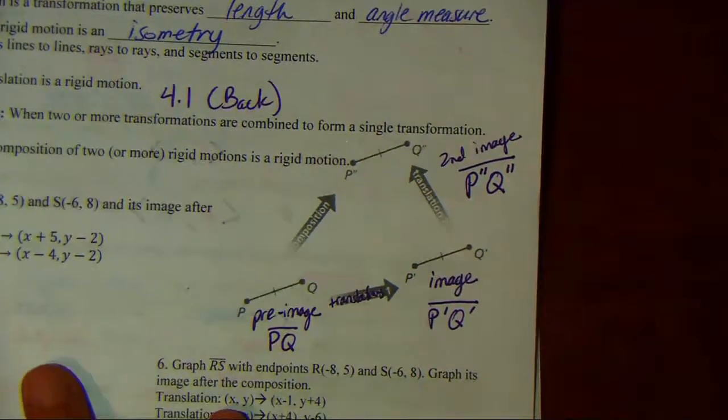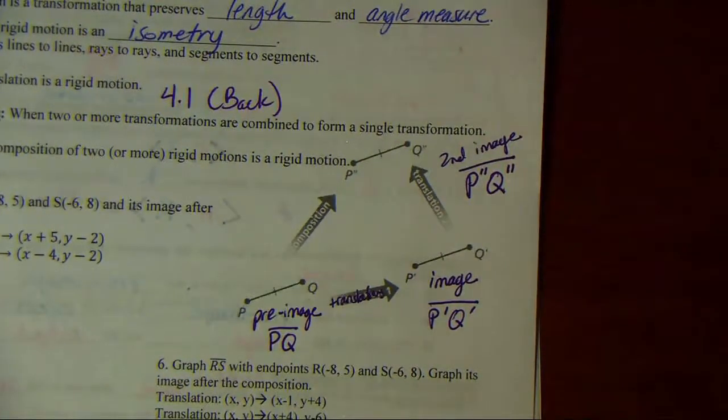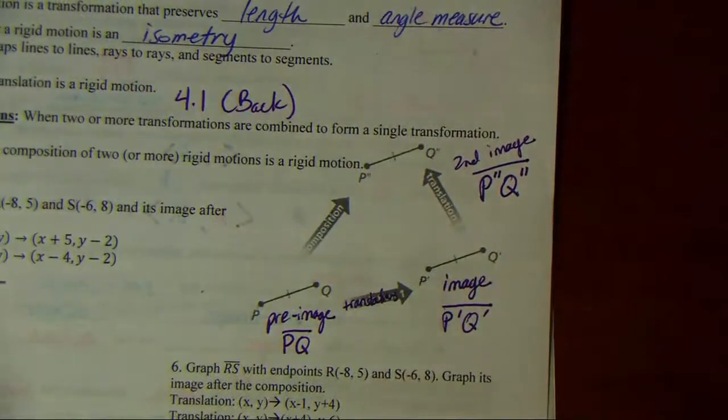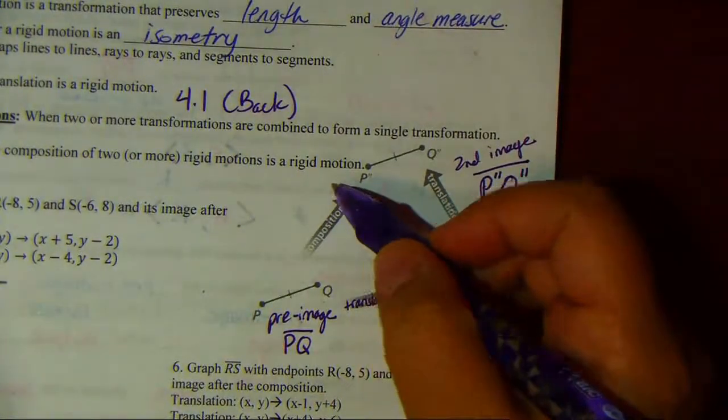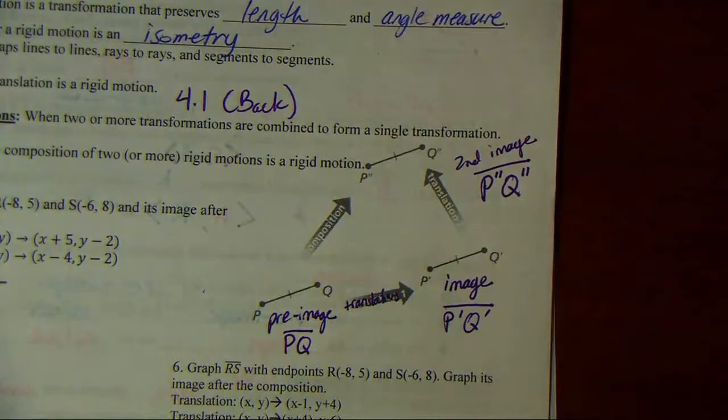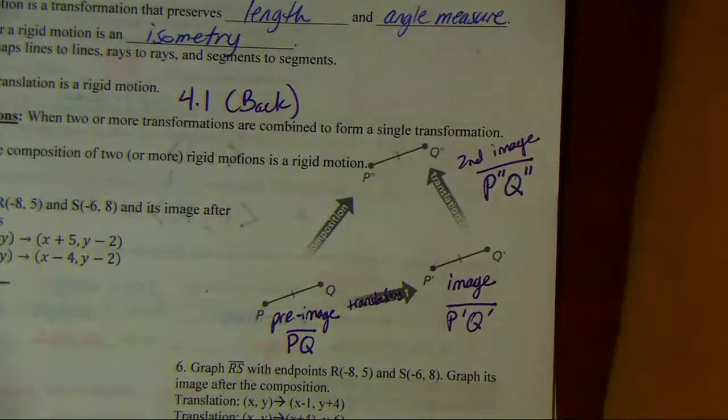With translations, however, it is pretty cool because you can do 2 translations, and then you can actually write a composition translation that would get you from point A to point C in one fell swoop, right? So it's kind of like when you get out from home and you drive to one store and then you drive to another store and then you go to the movies, right?